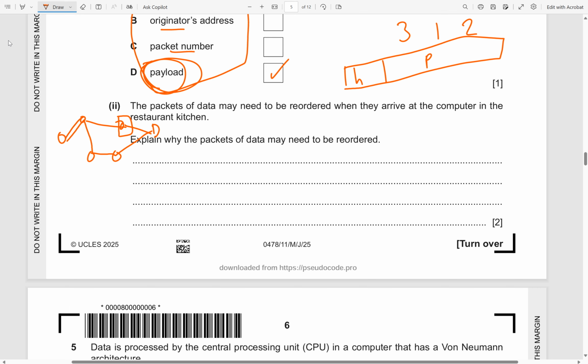Alright, and what might happen is, because this is congested, maybe that's slow. So packet 1 has actually arrived after packet 2, because of this slow router here. So let's say packets can be routed via different routers or along different routes. Via different routes, along the network.